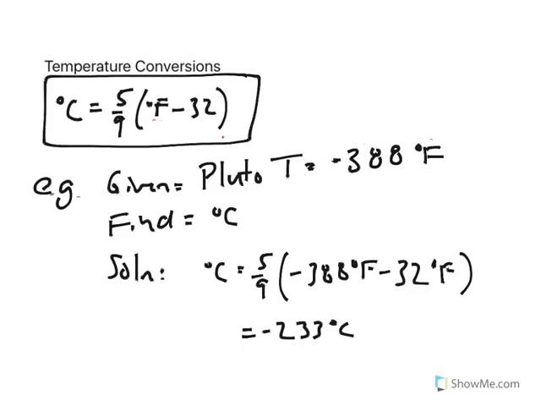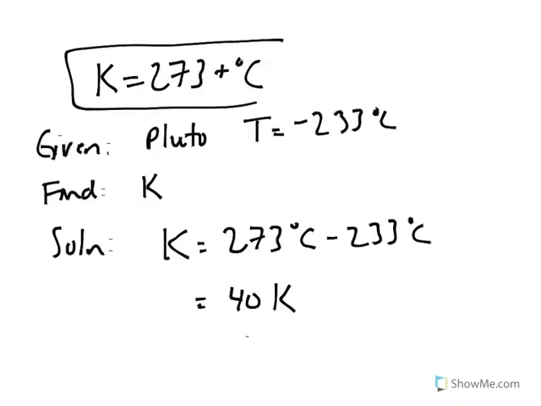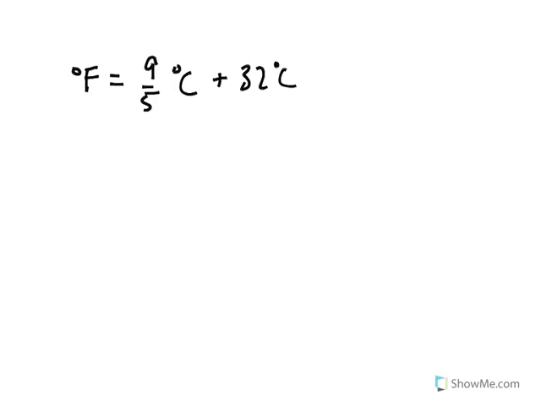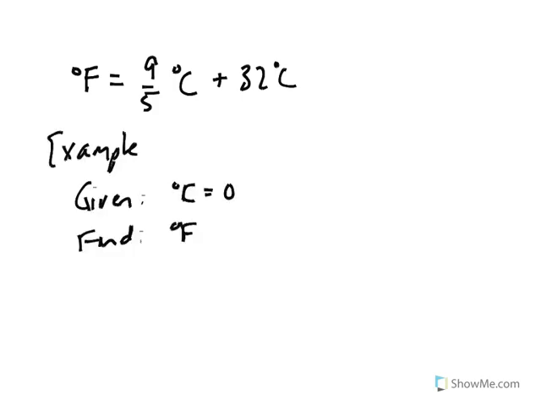So here we have our conversion from Celsius to Fahrenheit, and here we have our conversion from Kelvin to Celsius. What about the conversion from Celsius to Fahrenheit? The equation is for degrees Fahrenheit, that's equal to 9/5 times the degrees Celsius plus 32 degrees. Let's say you're given the degrees Celsius is 0, or you're looking at the temperature at which water freezes. Find the equivalent degrees Fahrenheit.